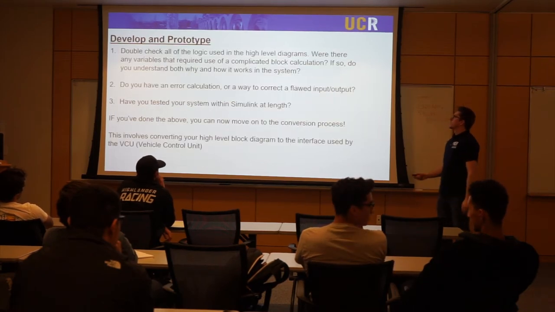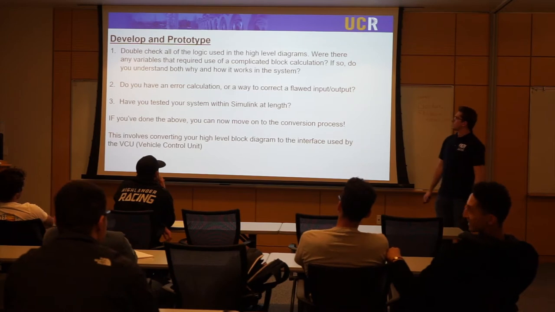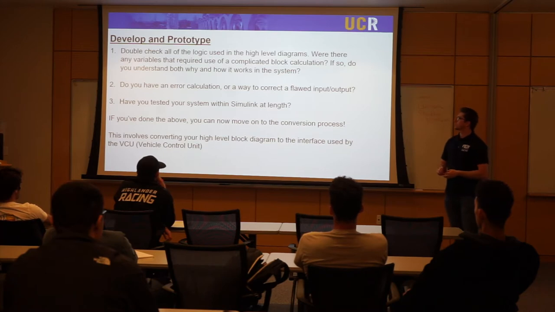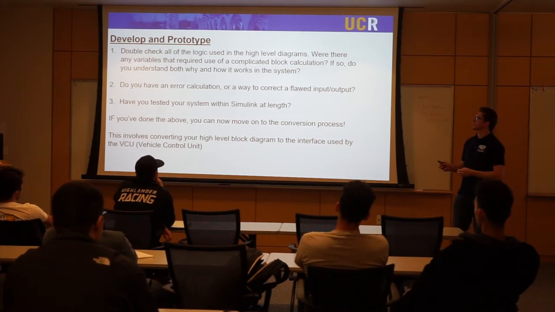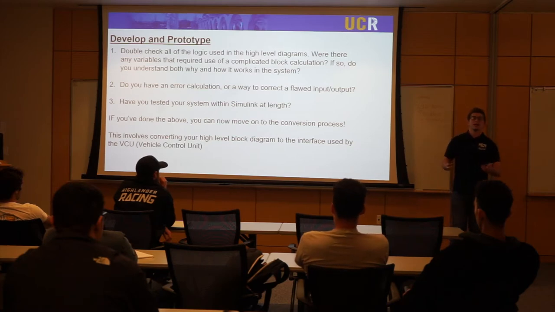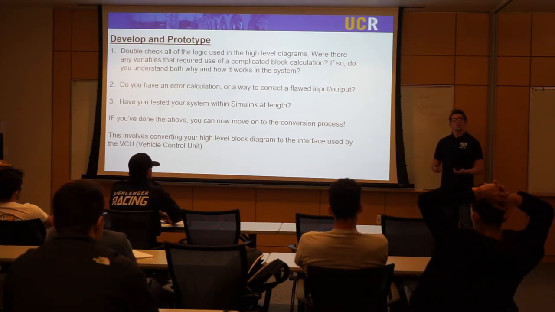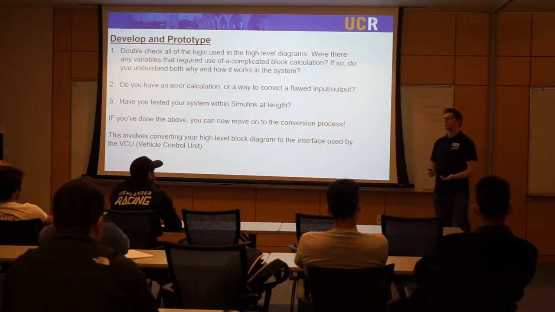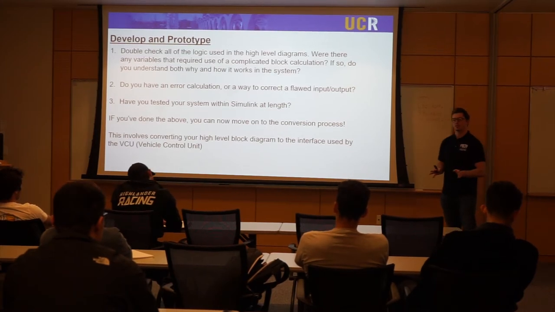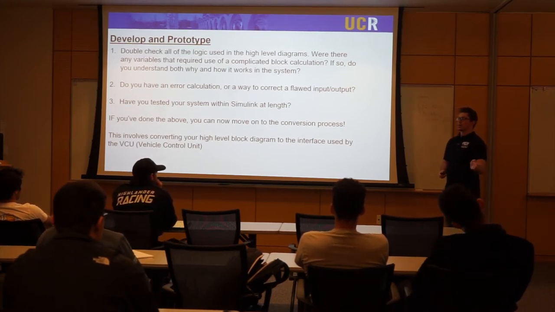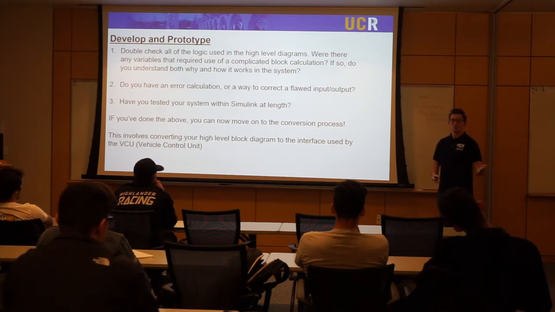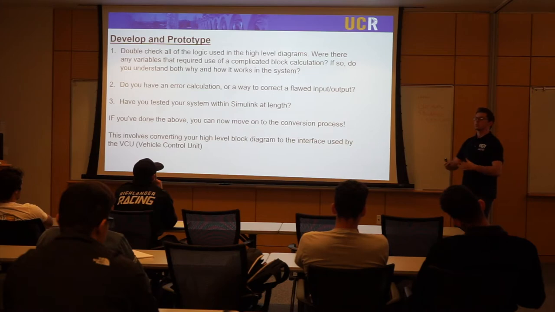Right. So developing a prototype, obviously double-check all of the logic that you used in the high-level diagrams. Were there any variables that required the use of a complicated block calculation? If so, do you understand both why and how it works in the system? Like I said, our early iteration had something that accounted for vibration. We kind of understood it, but because there was a lack of understanding of how specifically that thing functioned, when it came to converting the code, it looked foreign to us. We didn't know what some of these variables accounted for or where they went to. So we ended up simplifying it so that at least we can understand what's going on.